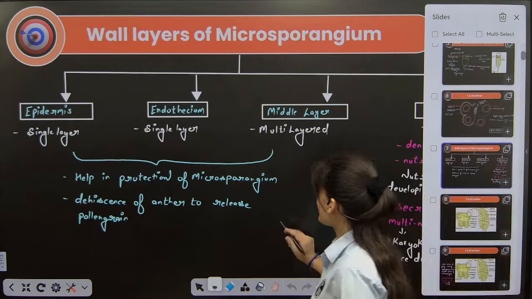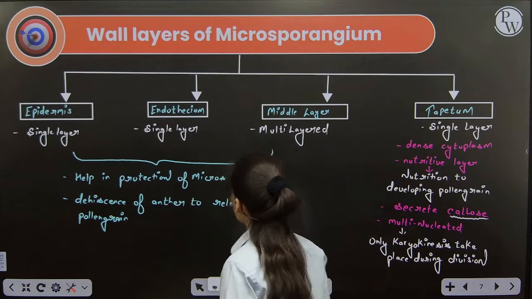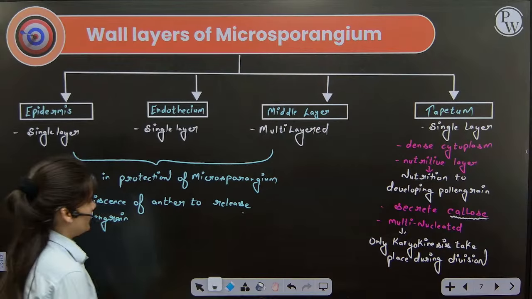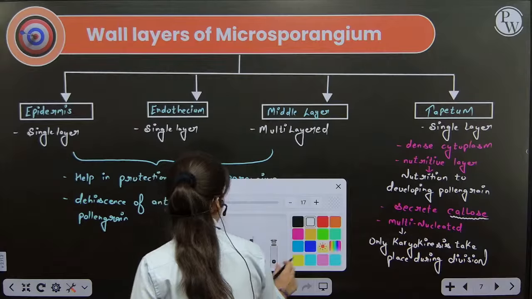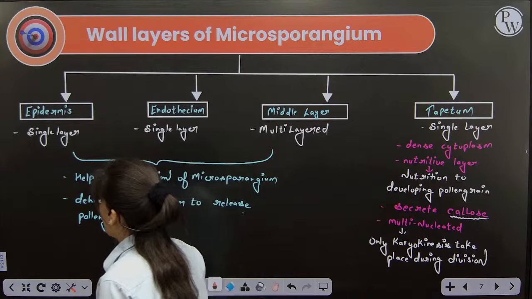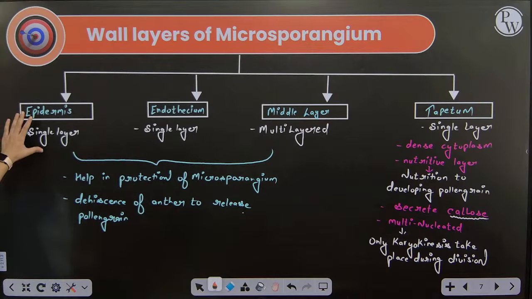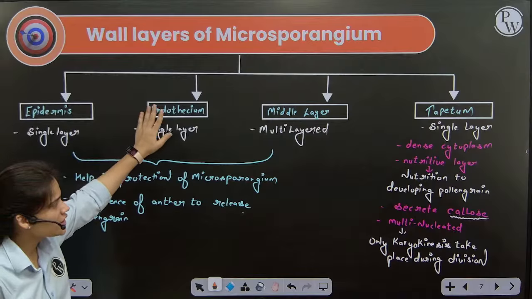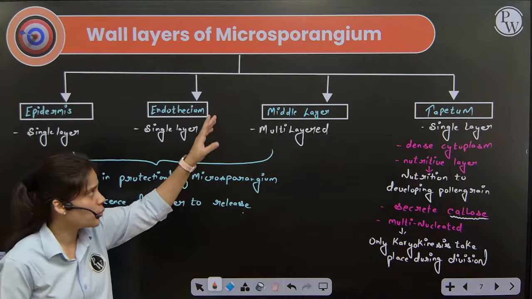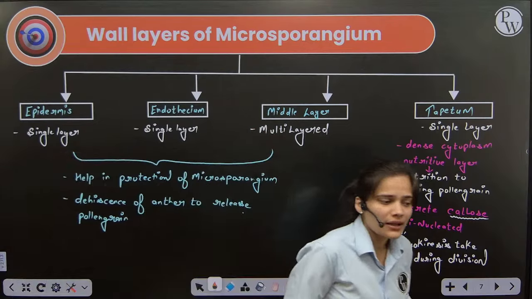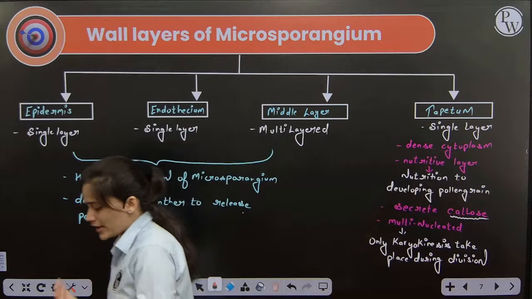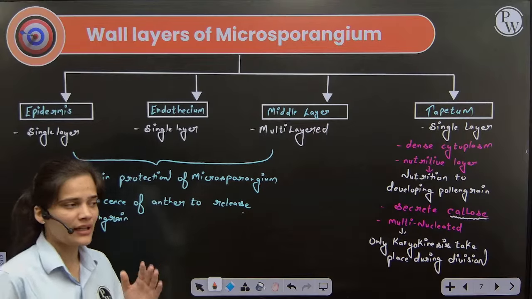Now let's discuss the features of these four wall layers which surround the microsporangium. First layer is epidermis, then endothecium, then middle layer, then last one is tapetum. Epidermis is a single layer. Endothecium is also single layer. Last one, tapetum, is also single layer. Then what about middle layer? Middle layer is multi-layered.